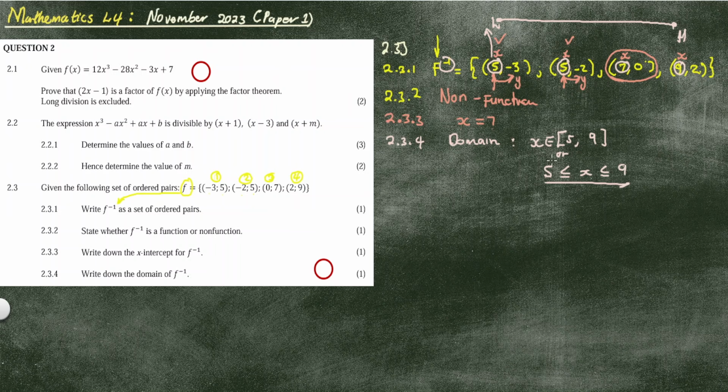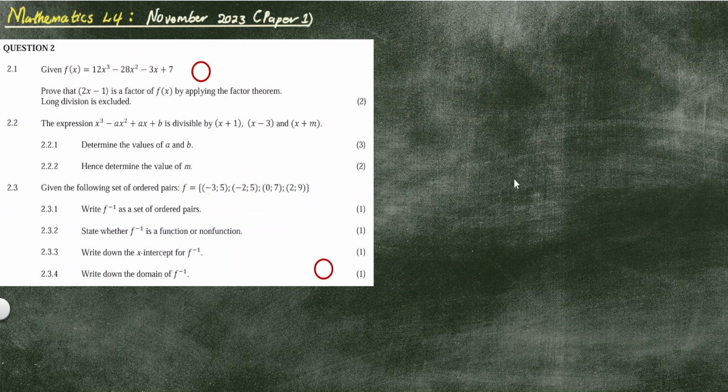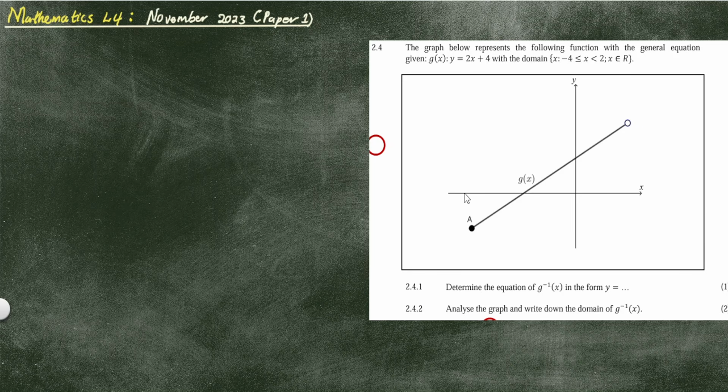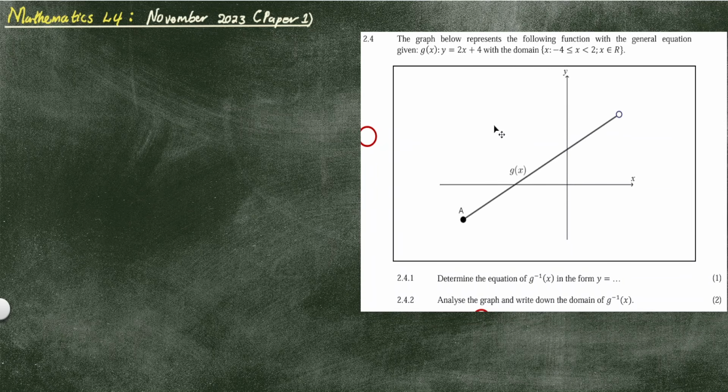All right. So this is 2.3 for us. Let's check out 2.4. So here's 2.4. Okay, another interesting question. Very interesting question.